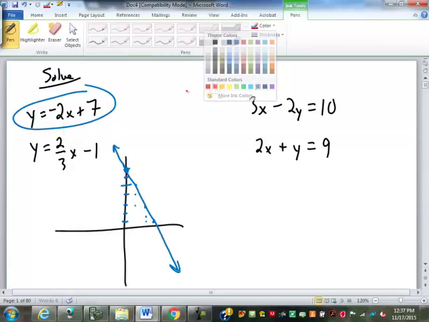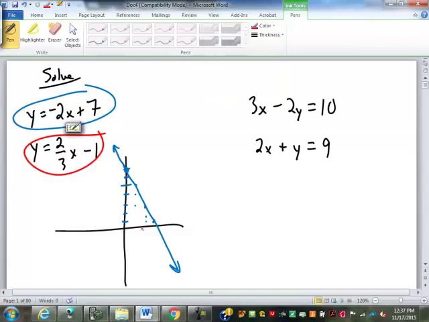So the second equation, where does that one start? Negative 1, and from there, where does it go? Up 2 over 3. That's a positive 2/3. So up 2 over 3, right there. Where do they intersect? 3, 1. How many of you had 3, 1 for that?